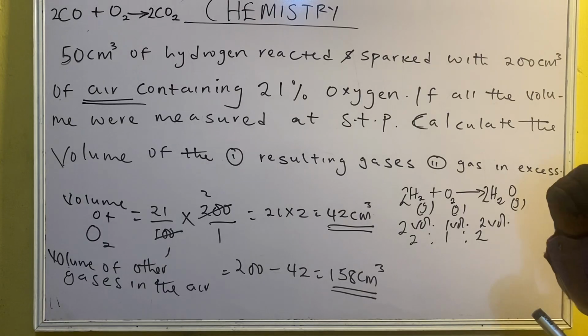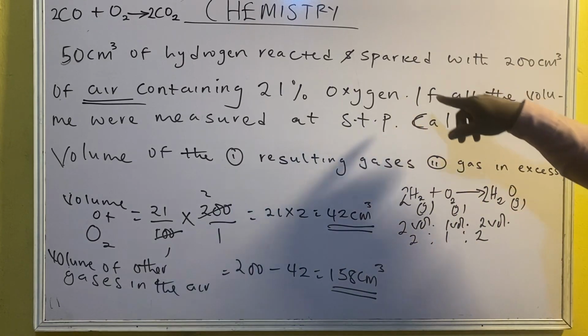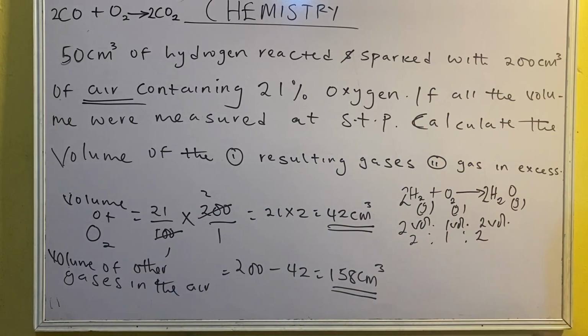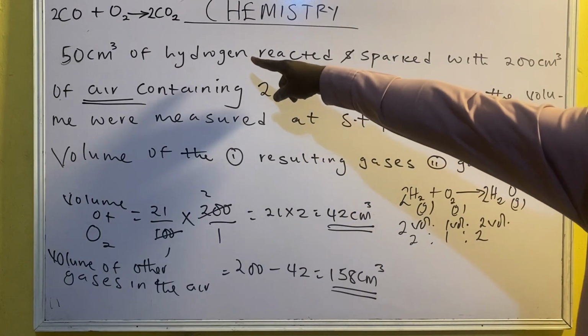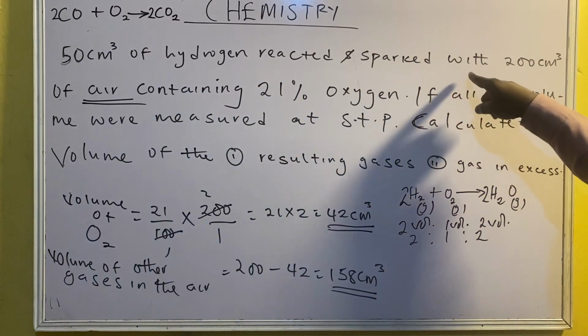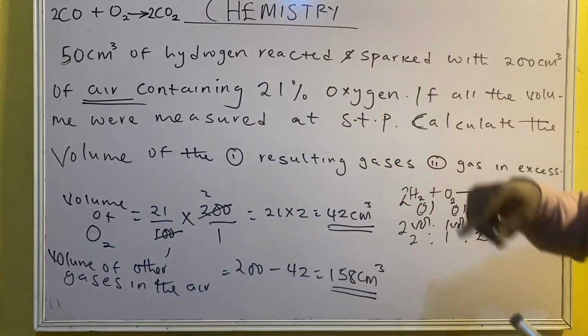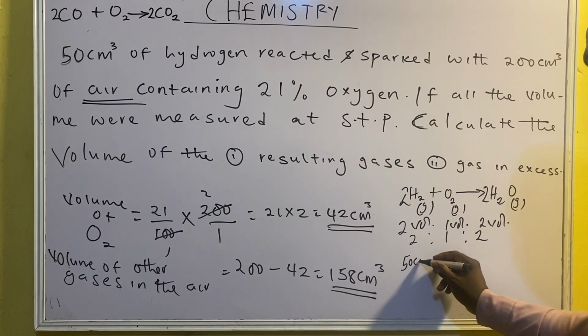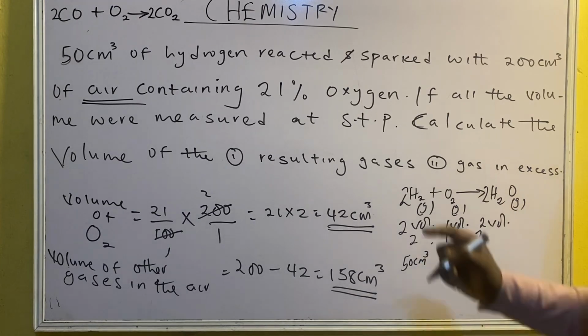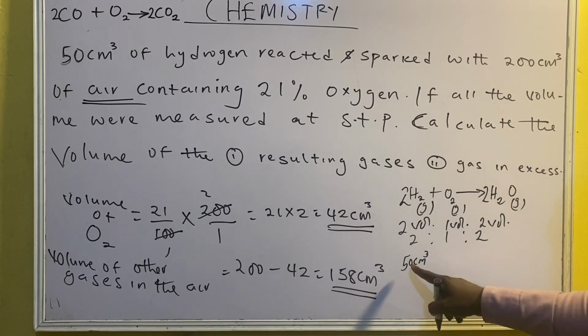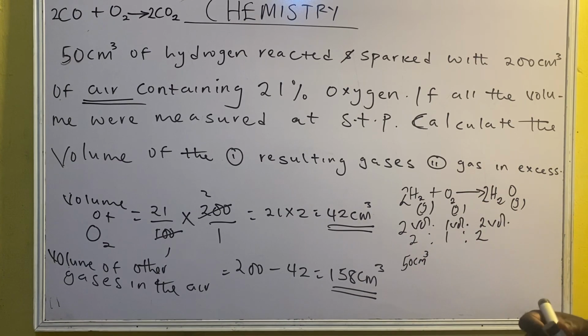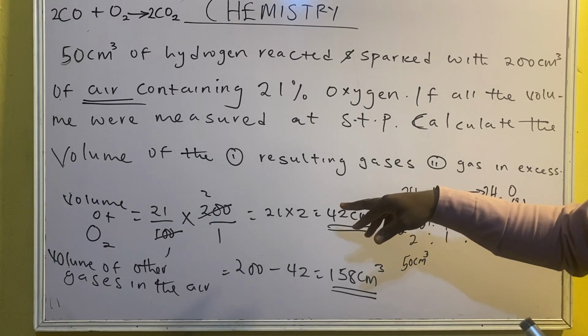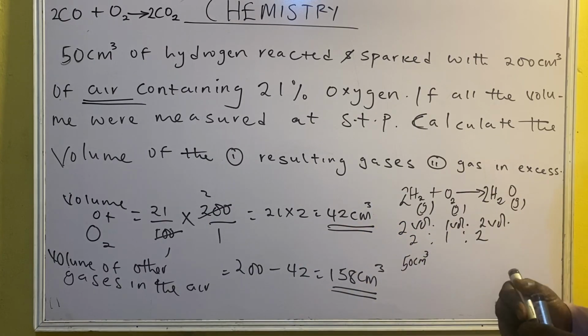The next thing is for us to begin to do some proper analysis. What's the volume of hydrogen we were given before reaction? Before it was sparked, before there was a reaction, the volume of hydrogen was 50. How about the volume of oxygen before sparking or before reaction? It is here, 42.